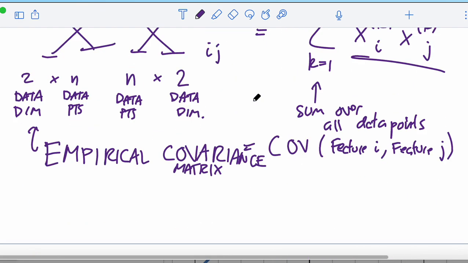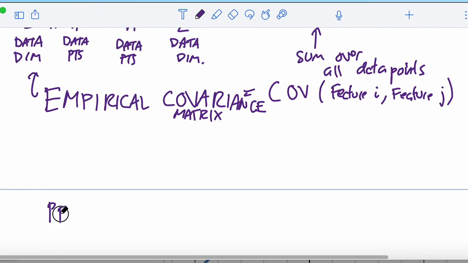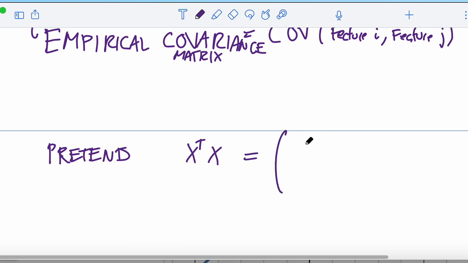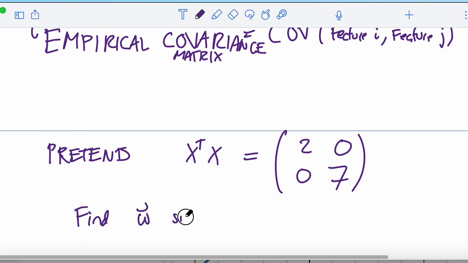Let's pretend X transpose X, let's go with our favorite example, was the matrix 2, 0, 0, 7. Okay? And someone says, I want you to find W, so that W transpose X transpose X W is maximized.